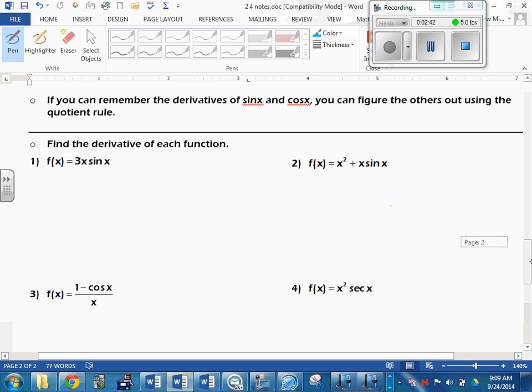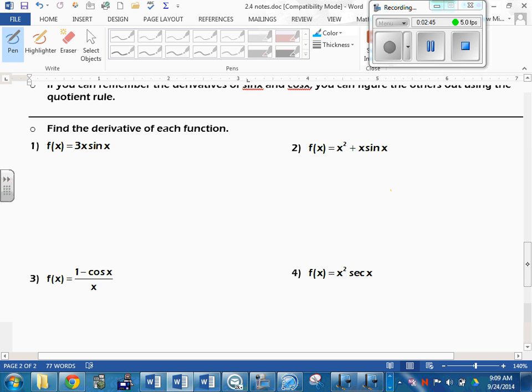So number 1 down here, f of x equals 3x times sine of x. We have multiplication here, so what rule do we need to use? Product rule. Right, so derivative of our function is going to be the derivative of the first function, which is 3, times the regular second function, sine of x, plus regular first function, 3x, times derivative of the second one, so derivative of sine is cosine. Right, so that's it for this one.